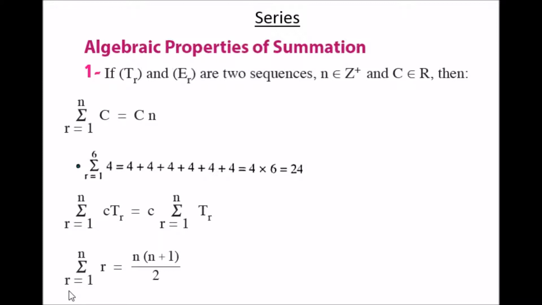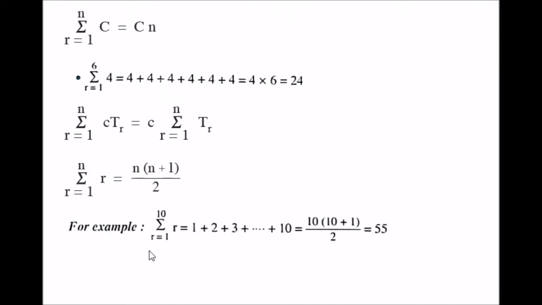Another property, sigma from r equals 1 to r equals n of r. This is equal to n times n plus 1 over 2. For example, sigma from r equals 1 to r equals 10 of r. This is equal to, put r equals 1 up to 10, 1 plus 2 plus 3 up to 10. Instead of adding all of this, we have a rule. This is equal to n times n plus 1 over 2. n is 10. So 10 times 10 plus 1 over 2, this is equal to 55.